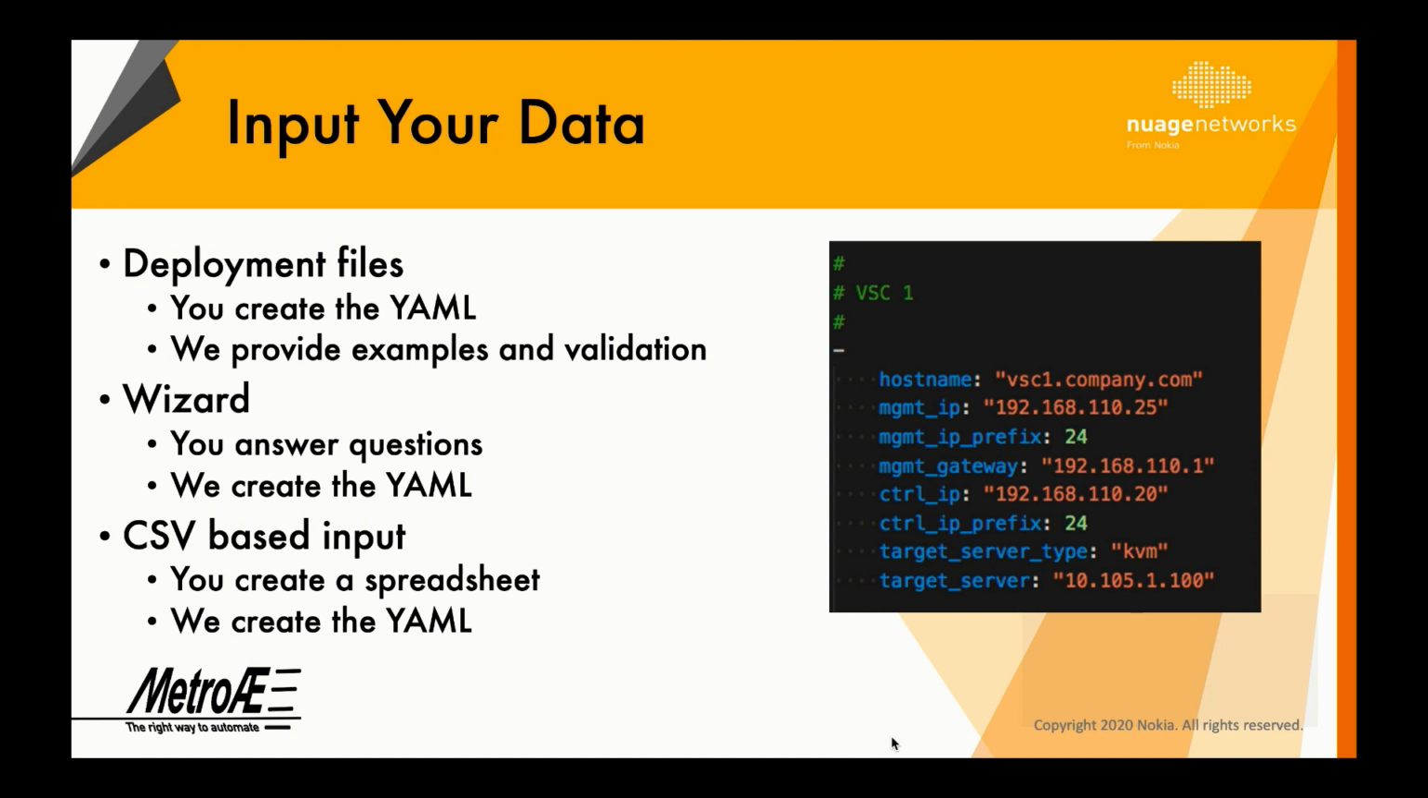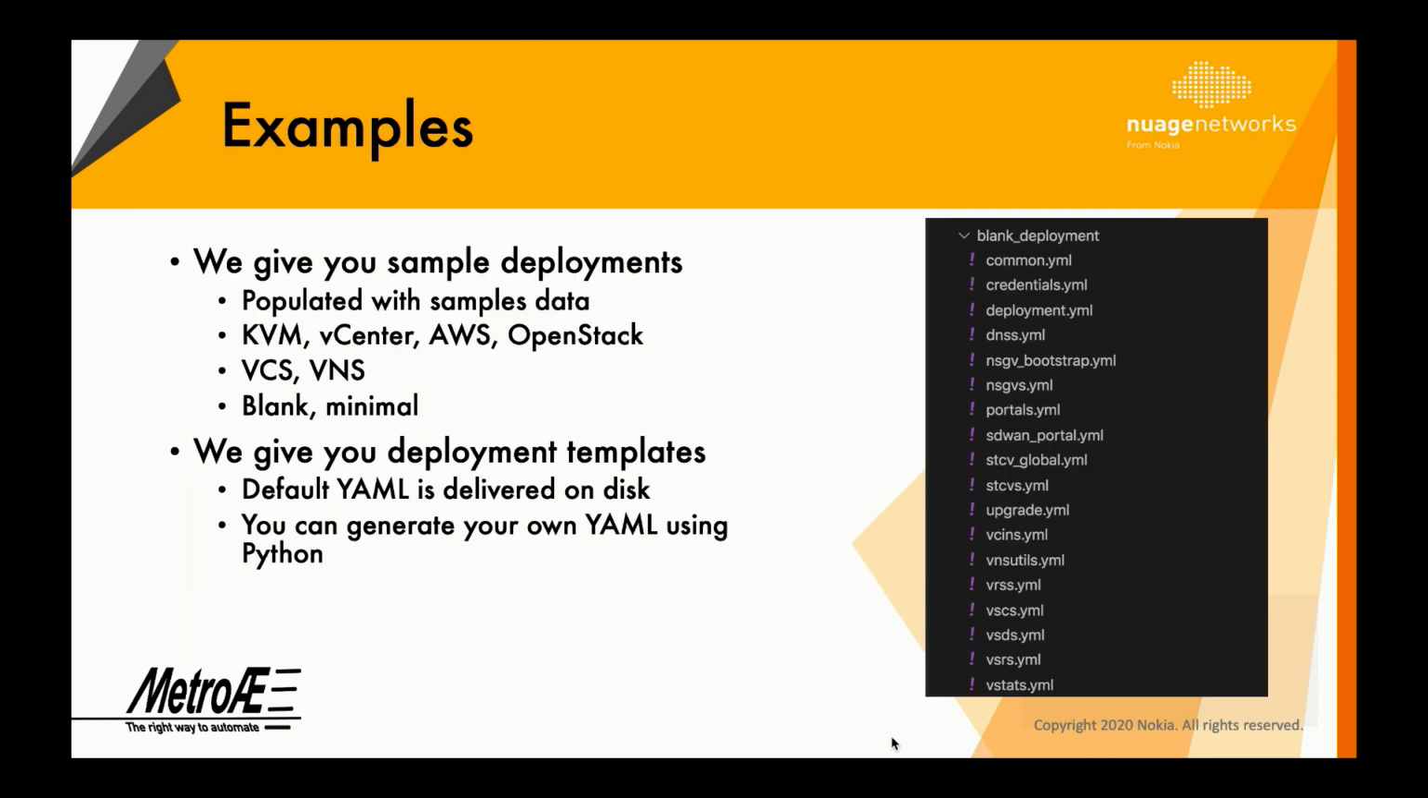A third method of input is the CSV file, and that is you create a spreadsheet, save it as CSV, and then we will use the CSV data to create the YAML on your behalf. There is a sample spreadsheet CSV file that is delivered along with Metro, so you can see exactly what that's supposed to look like.